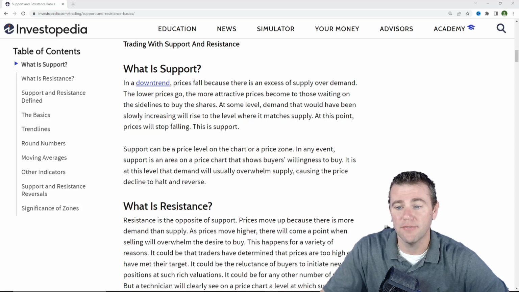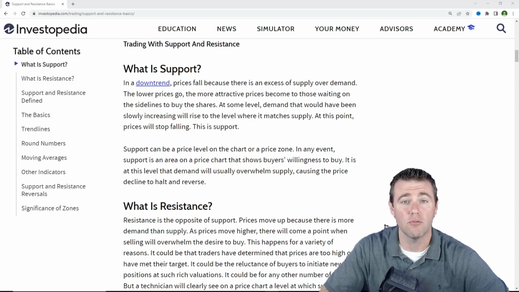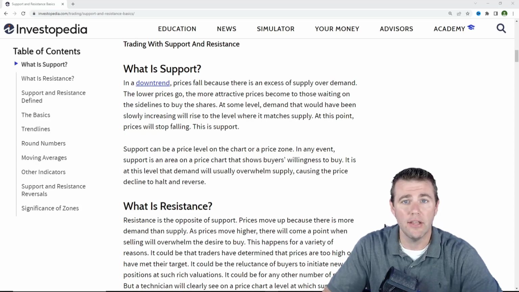In a downtrend, prices fall because there is an excess of supply over demand. The lower prices go, the more attractive prices become to those waiting on the sidelines to buy the shares. At some level, demand that would have been slowly increasing will rise to a level where it matches supply, and at this point, prices will stop falling. This is support. So in essence, a point that the stock continues to go down, and then you've had a historical moment where you saw at that level, price started going higher again, telling us that supply was actually decreasing and demand was actually increasing, or demand was overtaking supply. So therefore prices start going higher again.